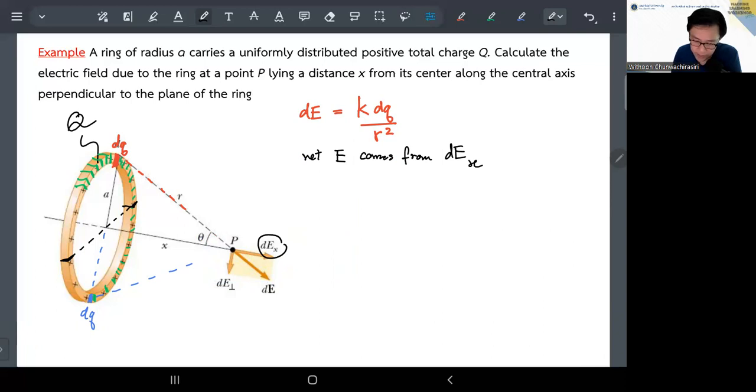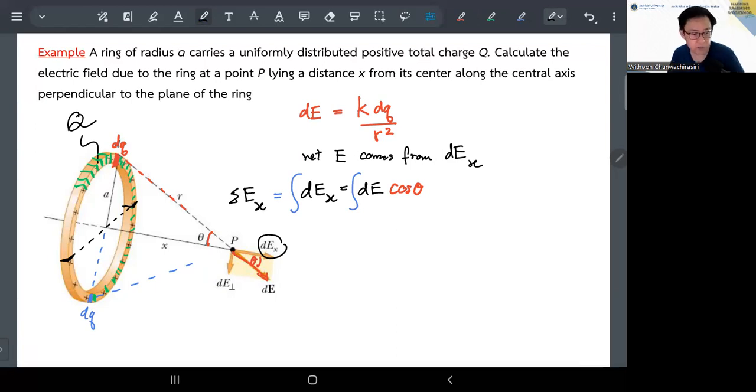So what I have over here is dE along the X direction is just the original dE that we have over here. And then if you say, hey, this is your theta, it's going to be dE cosine theta. This is all you need to sum. I want to sum all this together. Eventually, I'm going to get the net electric field along the axis, and I am almost done.